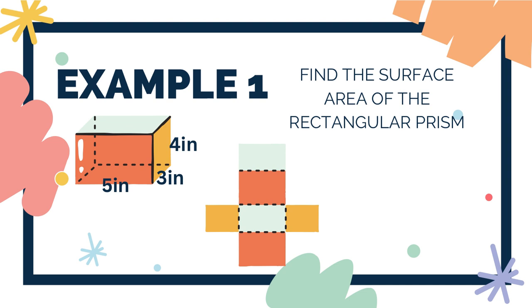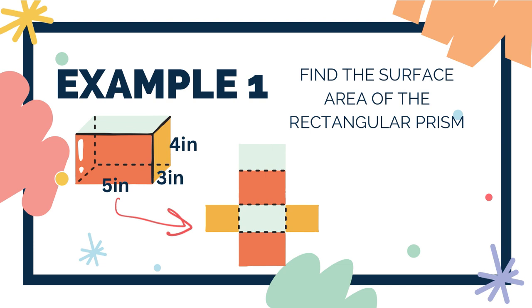So let's start by doing an example. It says, find the area of the rectangular prism. So here's a rectangular prism, and it's a 5 by 3 by 4 inch prism. The first way that I'm going to show you how to find the surface area is by making it into what's called a net, which is just a flattened version of a 3D object. It's like we took this rectangular prism, cut it open, laid it flat, and this is what we got.